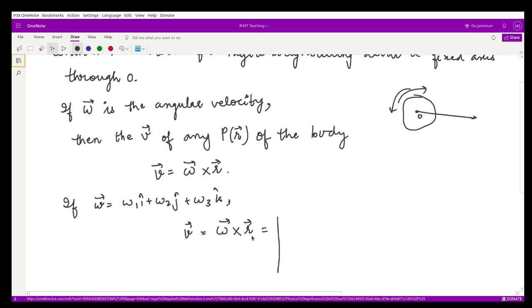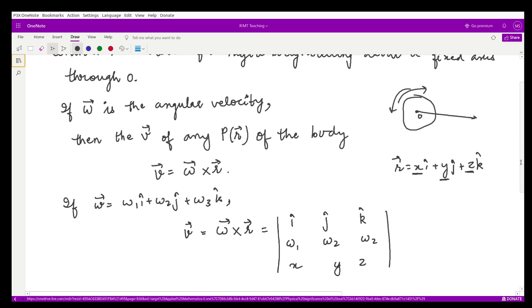So how do you obtain the cross product? You define the determinant of i cap, j cap, k cap, the components of vector omega, that is omega 1, omega 2 and omega 3, and the components of vector r. You can write the vector r as x i cap plus y j cap plus z k cap, at distance x in the x direction, y in the y direction, and z in the z direction. So we write x, y, z.